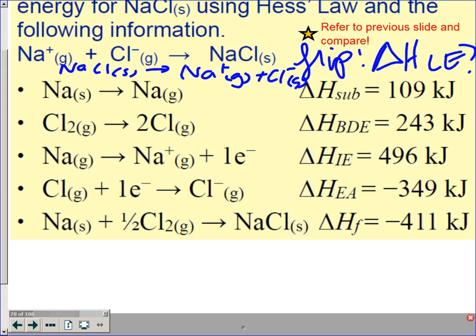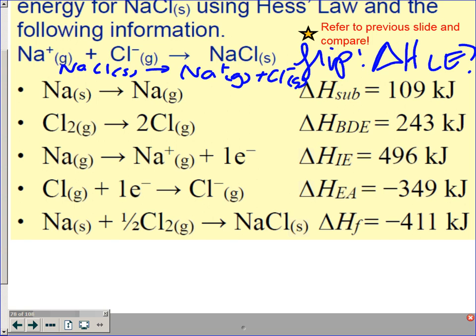Flip it, because I need sodium chloride on the left, and I need to cancel out sodium and half of a diatomic chlorine. So NaCl, solid, yields Na solid and half of a diatomic chlorine. And what do I do with the delta H? When you say flip it, you mean make it positive. Flip the sign, don't invert the number. Positive 411.